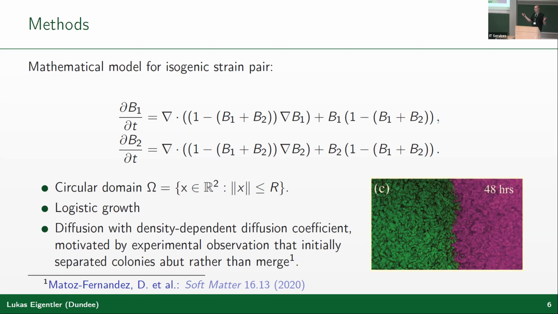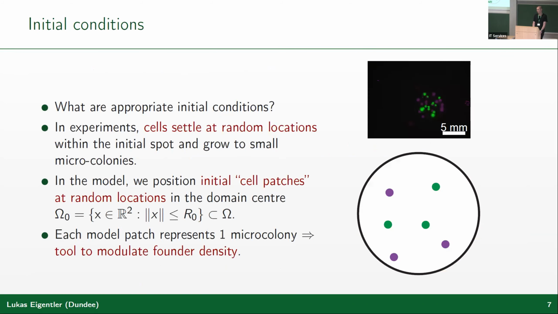The other thing you need to know about the model is the spatial domain. We just use a disk to represent a Petri dish. Now, one more important ingredient for a mathematical model like this is the initial condition of the model. And to make an appropriate choice there, we again went back to the experiments and had a look at how the experimental system looks early on.